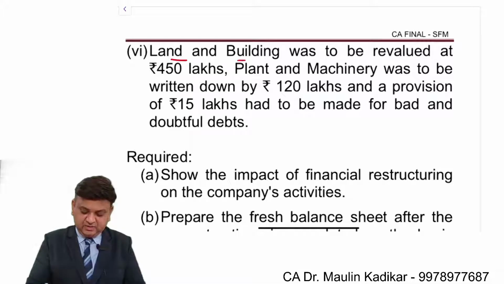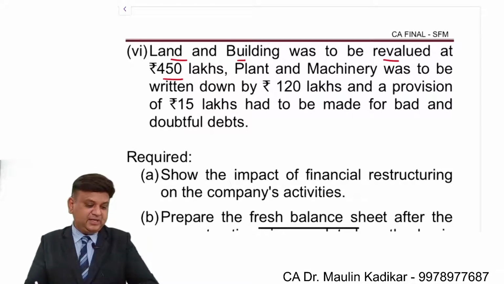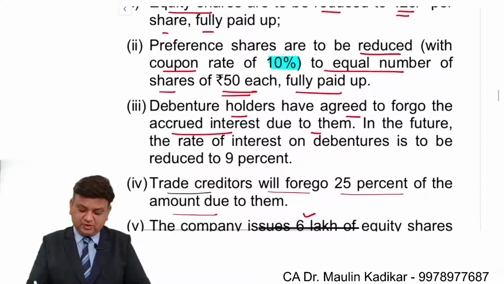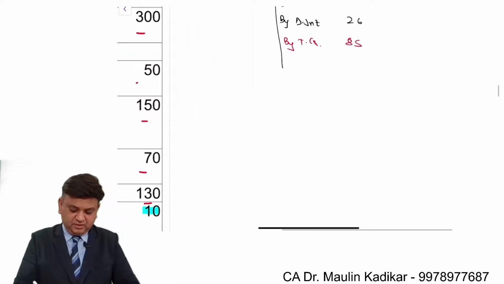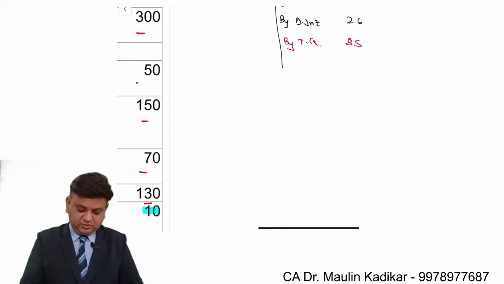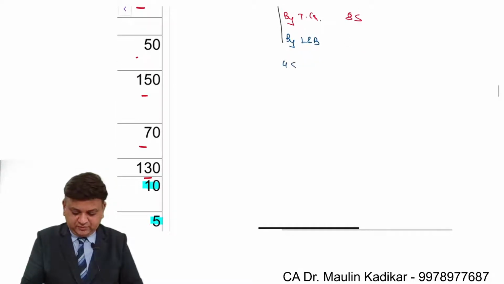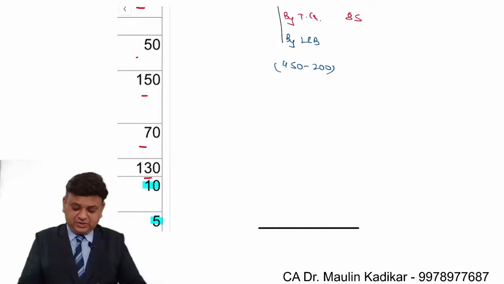Land and building was to be revalued at 450 lakhs. Right now the value of the land and building is 200 lakhs. So what will happen? Land and building account debited to capital reduction account. So over here we will have by land and building, 450 minus 200. So there is an upward valuation by 250 lakhs.